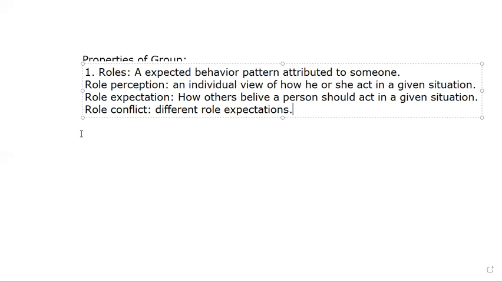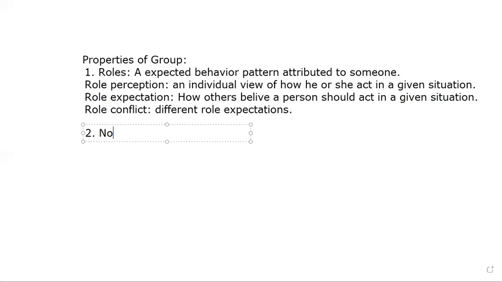So the first property of group formation, role, is completed. Number 2 is norms. Norms means acceptable standards of behavior within a group that are shared by the group members. So acceptable standard of behavior. It is an expected behavior pattern and it is an acceptable behavior pattern.